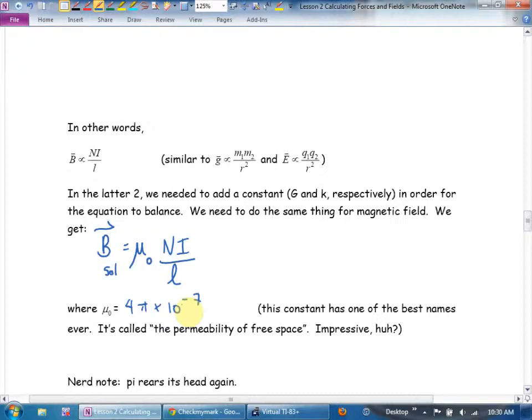And I just love saying it. The permeability of free space. Way better than gravitational constant or Planck's constant. Permeability of free space.